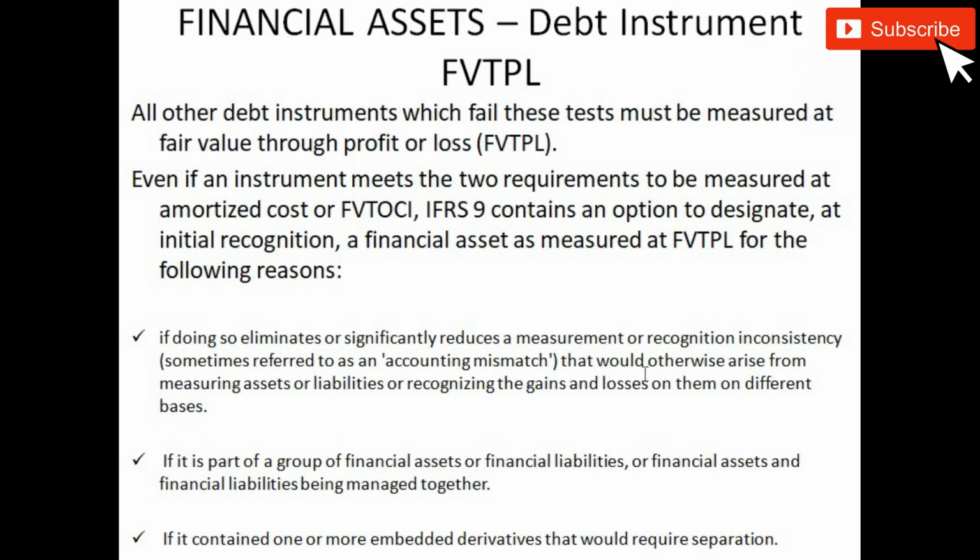The second one is, if a financial asset is part of a group of financial assets or financial liabilities, or financial assets and financial liabilities, being managed together. So if that financial asset is part of such a group, we can designate it as measured at fair value through profit or loss. And lastly, if it contains one or more embedded derivatives that would require separation. So if it requires separation, after we have separated it, we can opt for fair value through profit or loss.